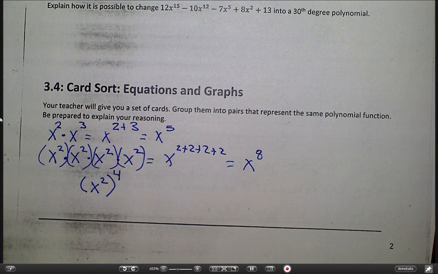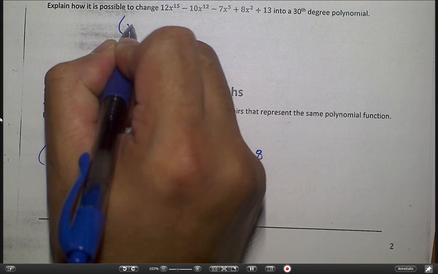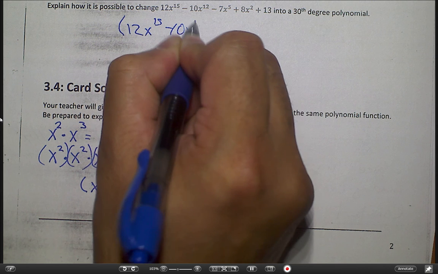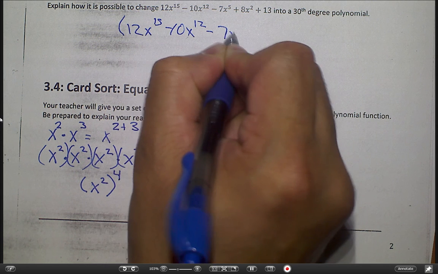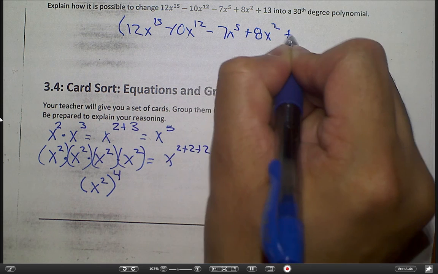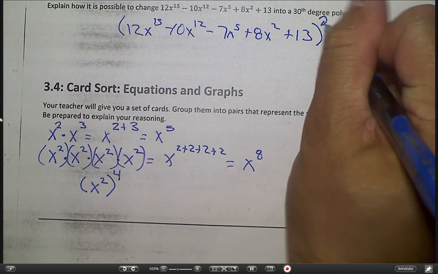You have your exponent of 2. I would take this whole thing, 12x to the 15 minus 10x squared minus 7x to the 5th plus 8x squared plus 13. And all this right here needs to go to the second power.